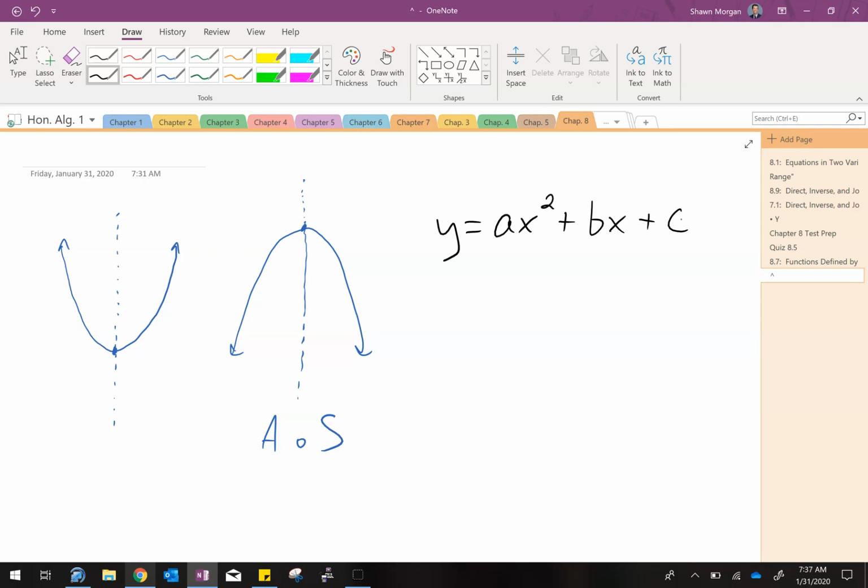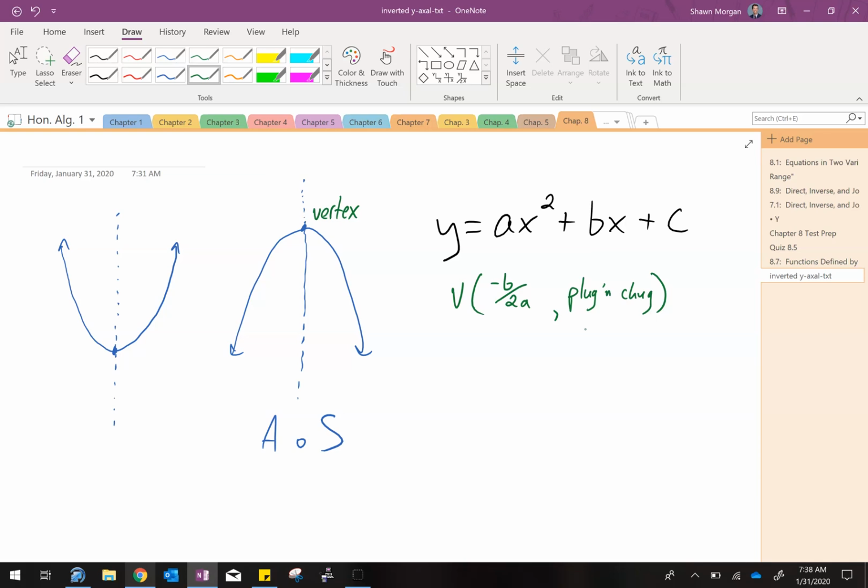Here's how this works out. Our vertex has an x coordinate of the opposite of b over 2a. Let's write that down. And the way that you find the y-coordinate is just by plugging in the particular x-coordinate.